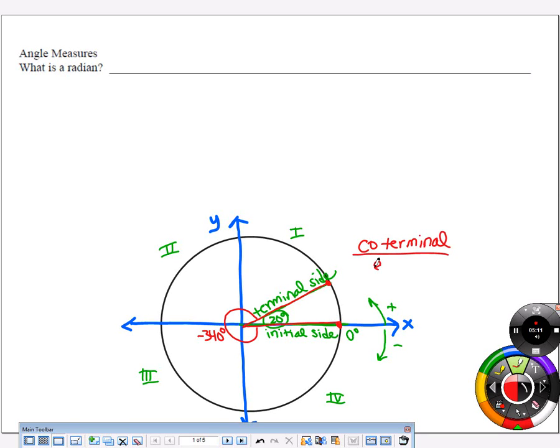Okay, so coterminal basically means they're going to end up in the same place. They share the terminal side. Can you give me another positive number that would also be coterminal with these angles? So it would have this same initial side, this same terminal side, a positive number different than 20.